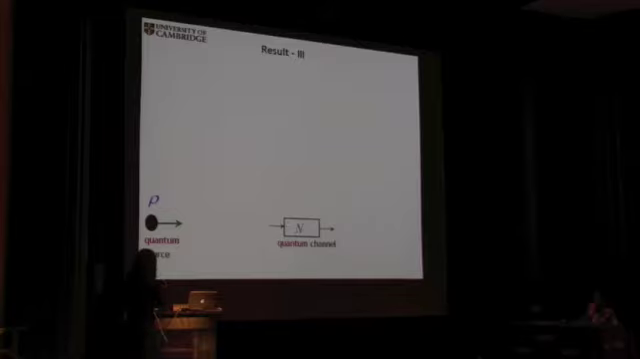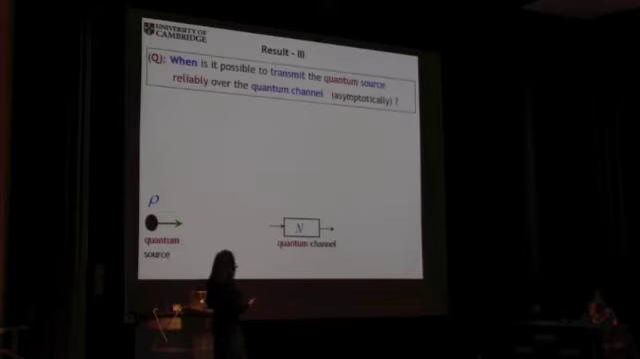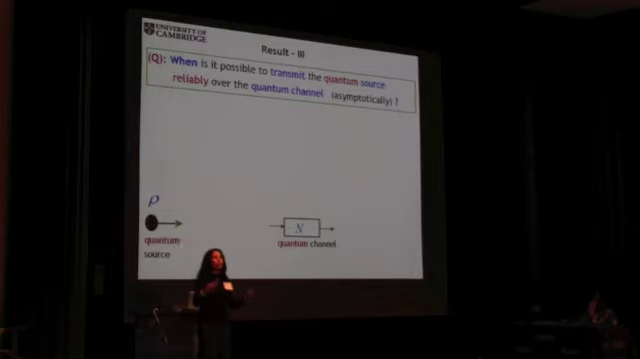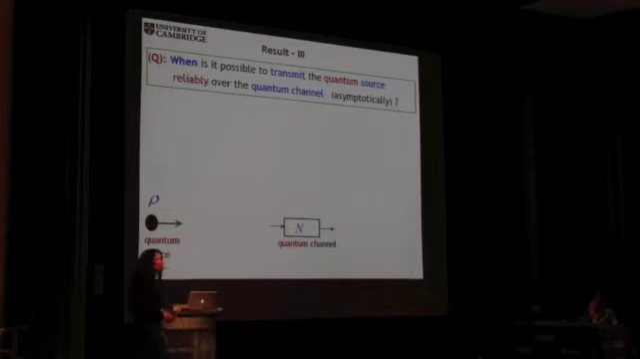Now to our final set of results. I've been talking about sources, but now I talk about sources in conjunction with a noisy channel. So you have a source, a memoryless quantum source, and a memoryless quantum channel. Let's ask this simple question: when is it possible to transmit the source reliably over the quantum channel asymptotically? That is, over multiple uses of source and channel.